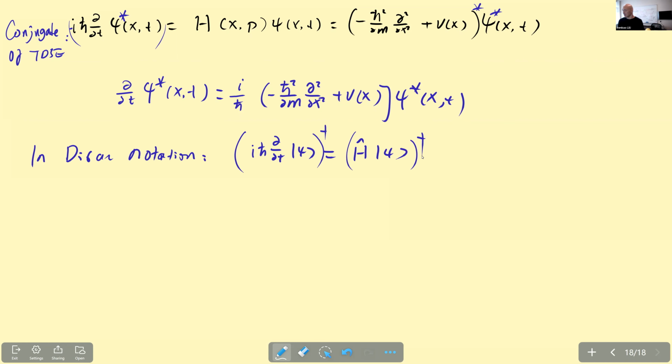I know that if we do the Hermitian conjugate, all the coefficients change to their complex conjugate. So it's minus i h bar partial t. And now this one becomes the Hermitian conjugate, and this one will become the Hermitian conjugate, and this one will also be the Hermitian conjugate. But the Hamiltonian is Hermitian, so this one equals bra psi and H.